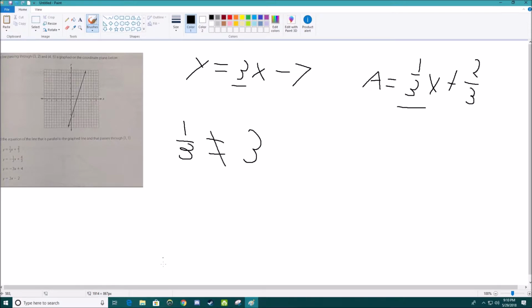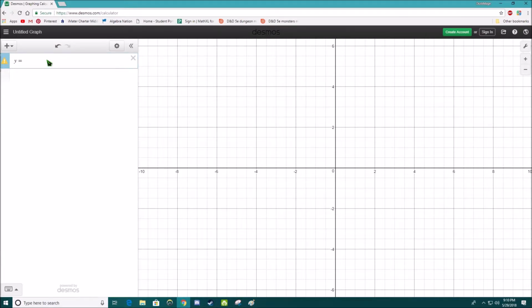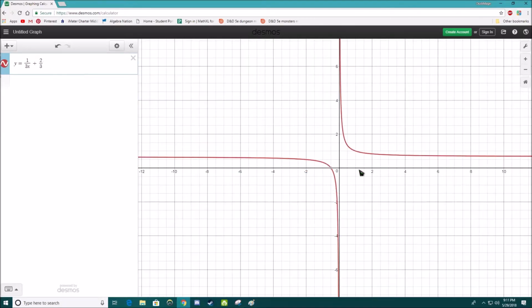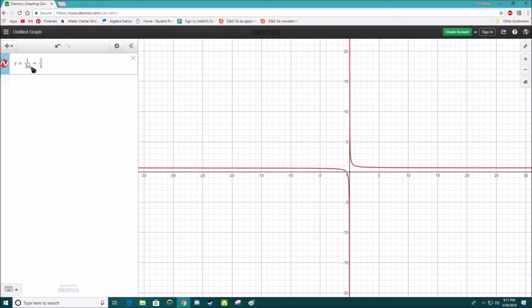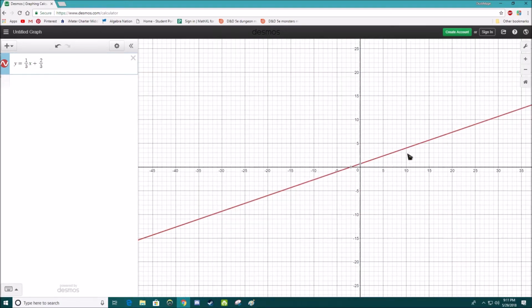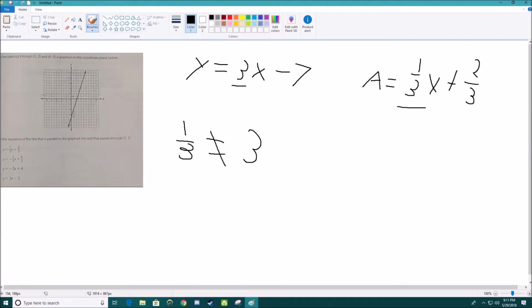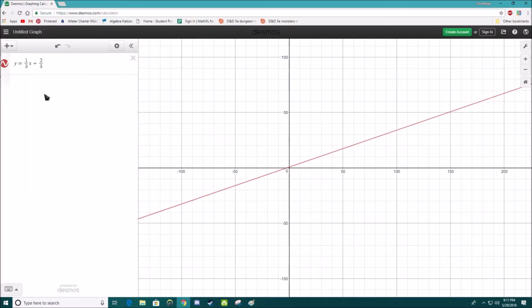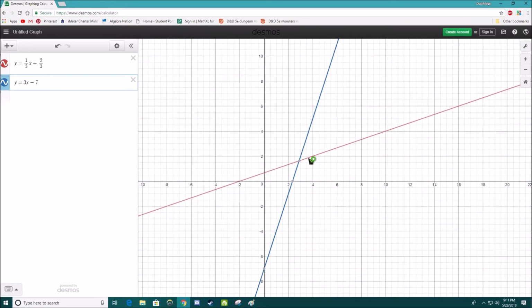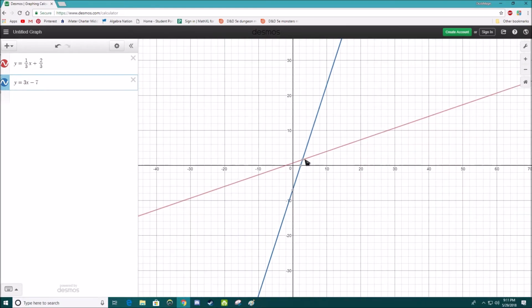That's where our trusty friend Desmos comes into place. So we have y = 1/3 x + 2/3. Wow. This line is not parallel to this line in any way, shape, or form. If we were to graph it out on Desmos, we would see that y = 3x - 7, they intersect around here. So we know right off the bat, these are not parallel.